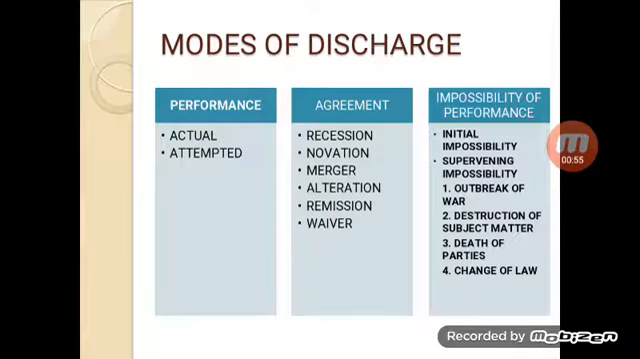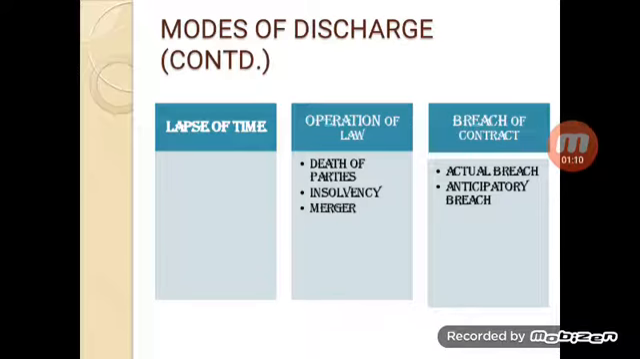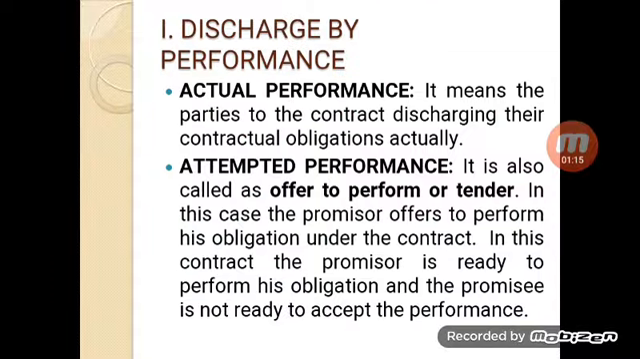First, performance. Performance you can divide into two: actual and attempted. Actual performance, attempted performance, we have already seen in the last chapter. Then the agreement. Then impossibility of performance. Next one is lapse of time, operation of law, and breach of contract. Now we will see one by one. Number 1 is discharge by performance.